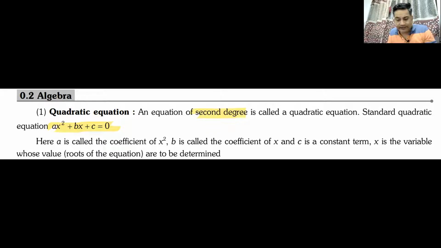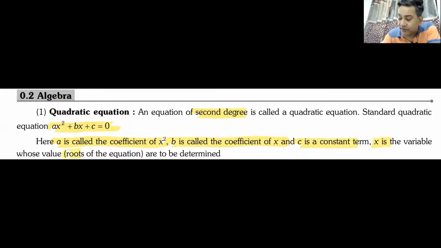The equation looks like this: ax square plus bx plus c. Here this a is known as the coefficient of x square. Whatever number we have with x square, that is known as the coefficient of x square. b is known as the coefficient of x, I hope you must be knowing this. And c is the constant term. x is the variable whose values we have to find out. And remember, those values are known as the roots of the equation.